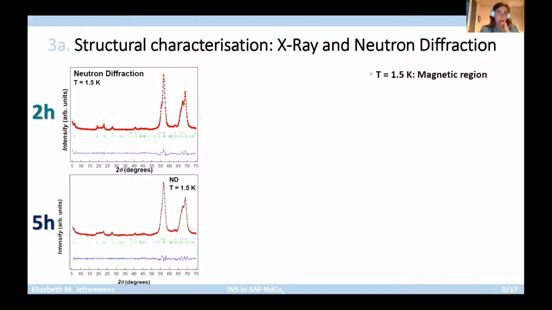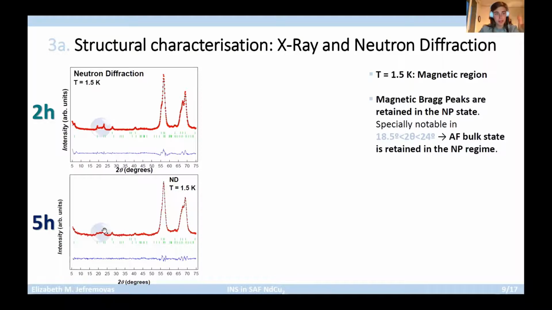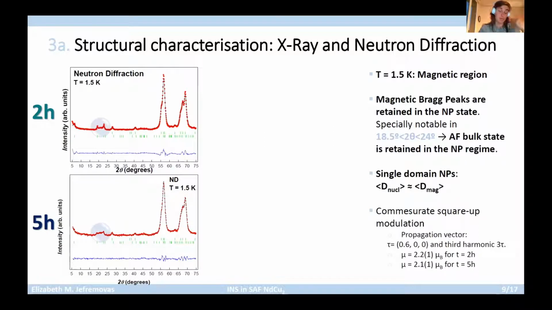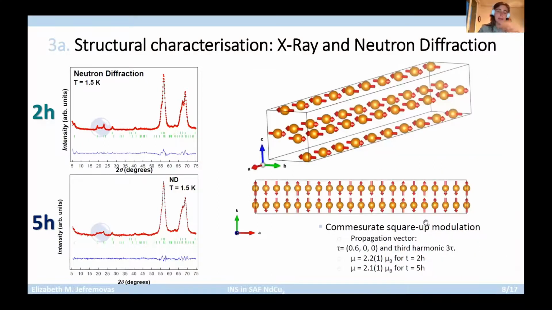The most interesting thing came when we performed the refinement on the low temperature magnetic state, where we observed that the magnetic peaks, the peaks associated with the magnetic structure, also remain in the nanoparticle. Even more, these peaks were well modeled with a commensurate square-up modulation, in the same way as the bulk alloy. Here I have included a little sketch of the magnetic unit cell, which encompasses up to 20 crystalline unit cells.